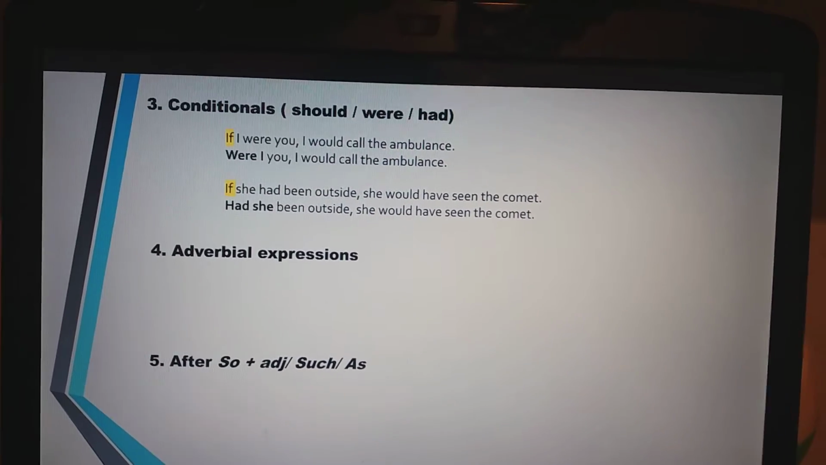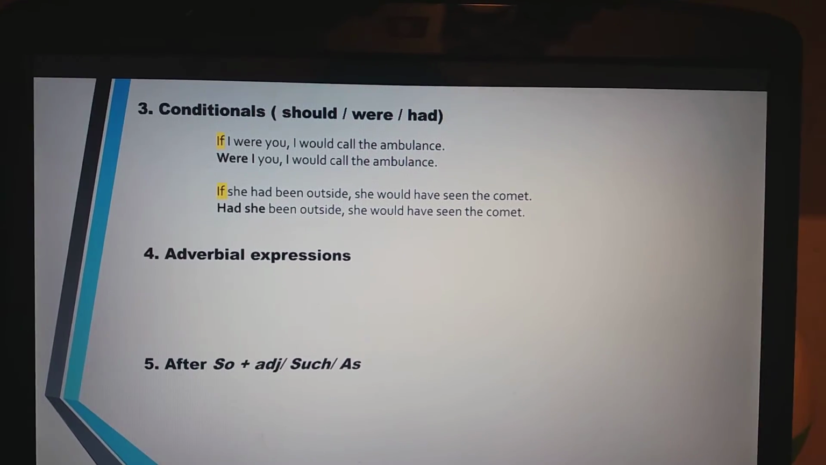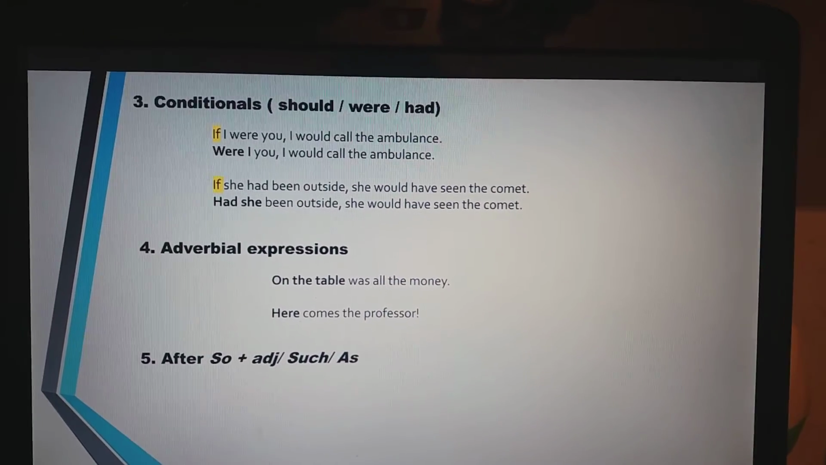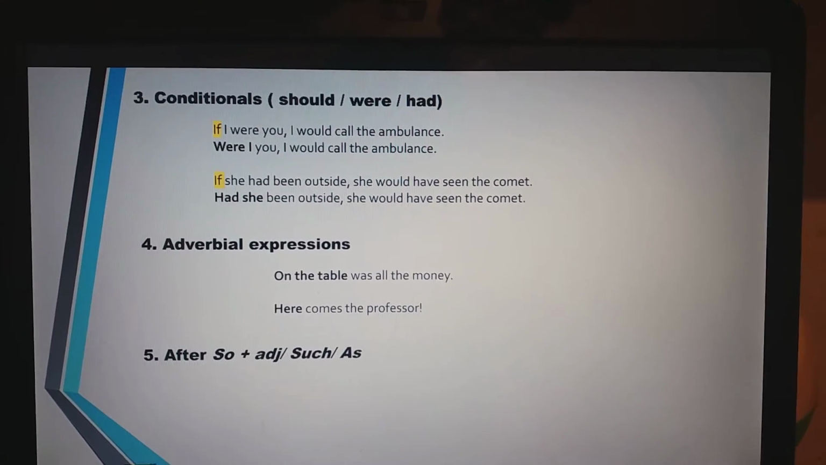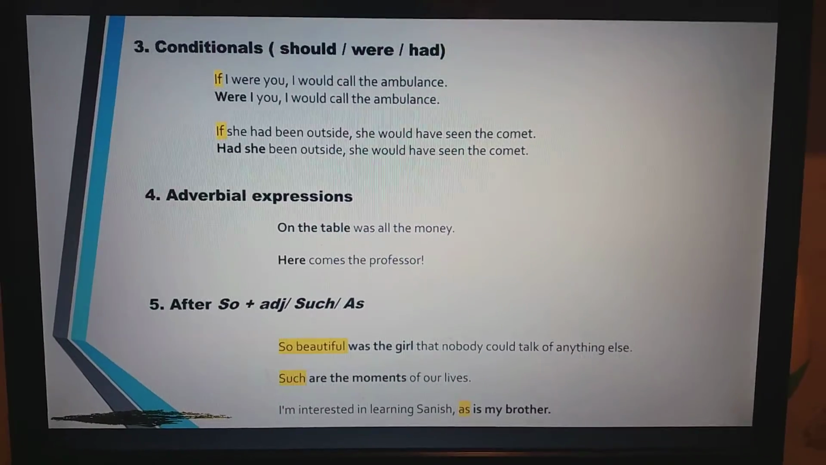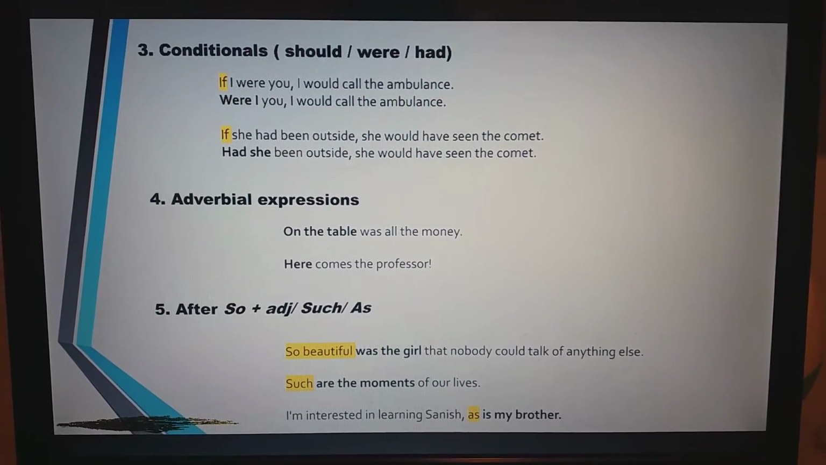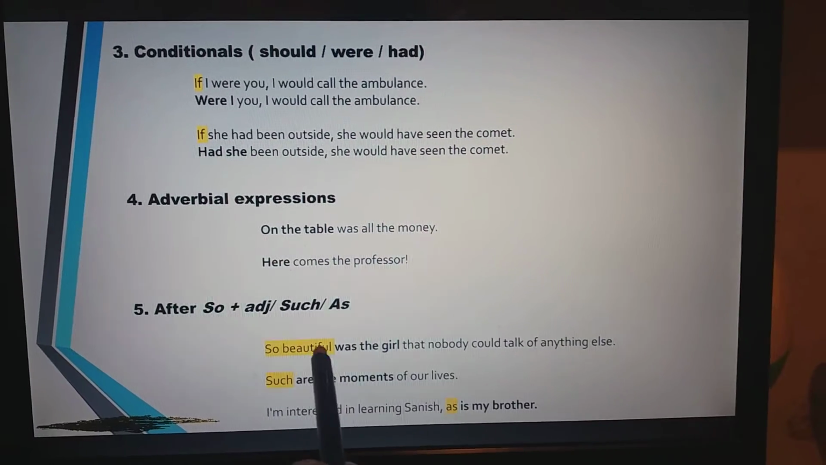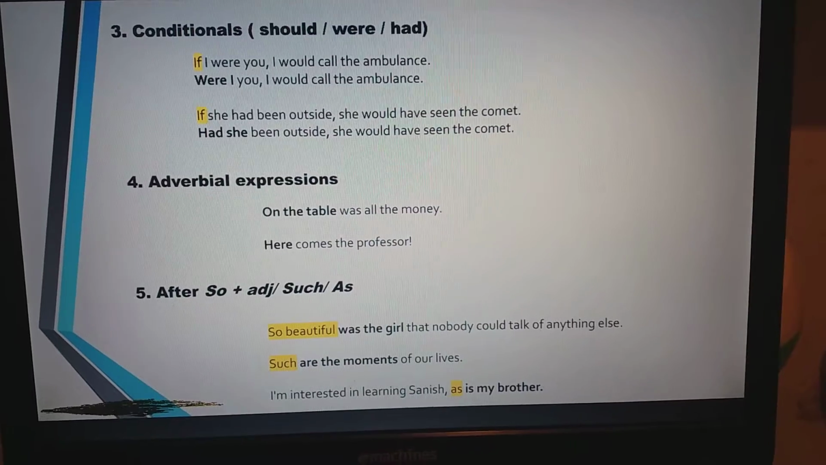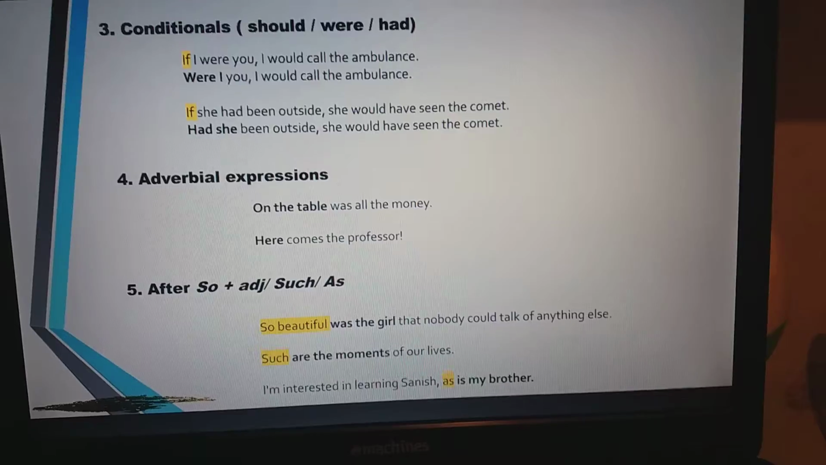Next, we see inversion in adverbial expressions. On the table was all the money. Here comes the professor. And the last one is after "so" plus adjective, or "such" or "as." So beautiful was the girl that nobody could talk of anything else. "So beautiful was the girl" is the inverted part. Such are the moments of our lives. I'm interested in learning Spanish, as is my brother.